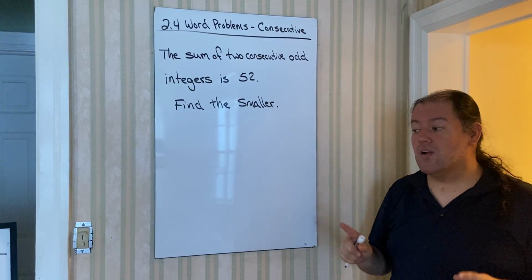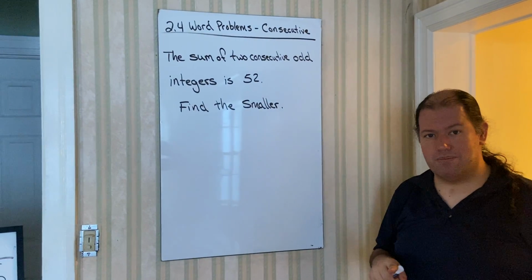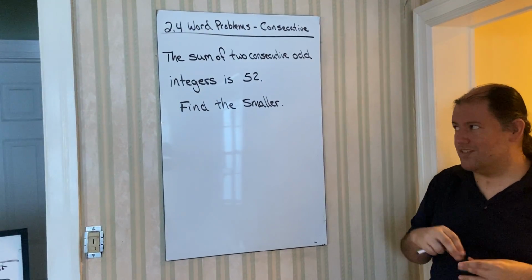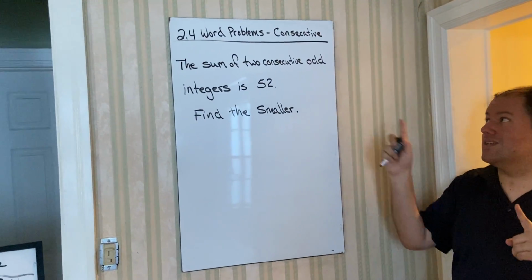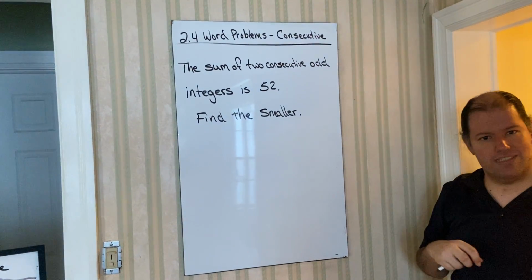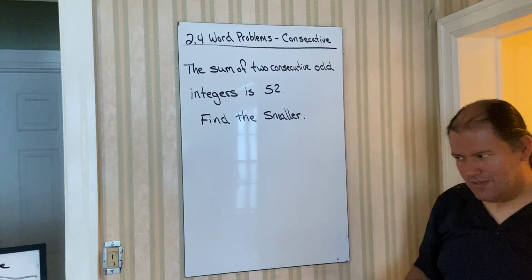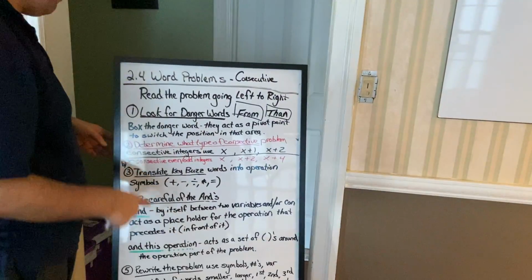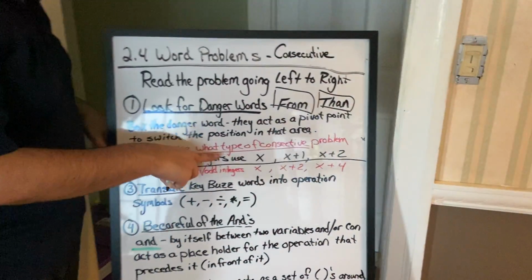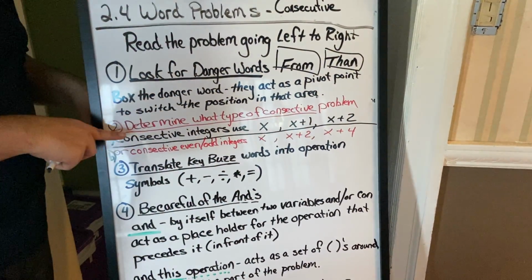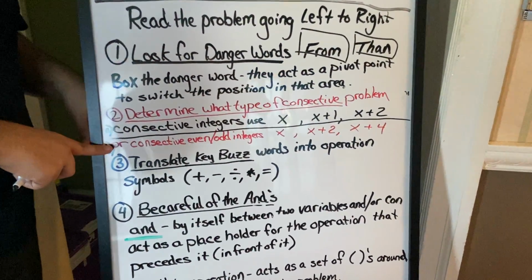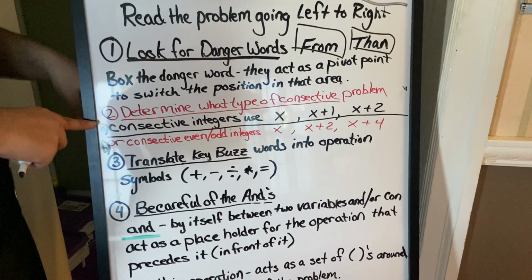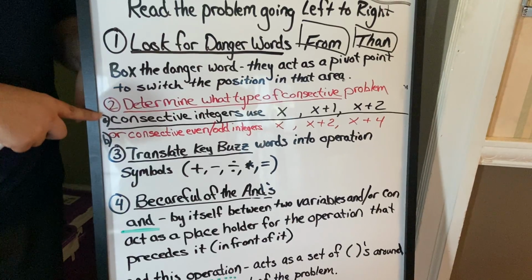Next, determine what type of consecutive problem. Remember, these are not the ones that say the number, odd number, some number. These are the ones that say the word consecutive. So we've got to determine what type, and we'll go back to this chart. Remember, there's a type A, that's this top line, everything in black, and then type B, where everything is in red. So we've got to determine, are we going to use the black line or the red line?